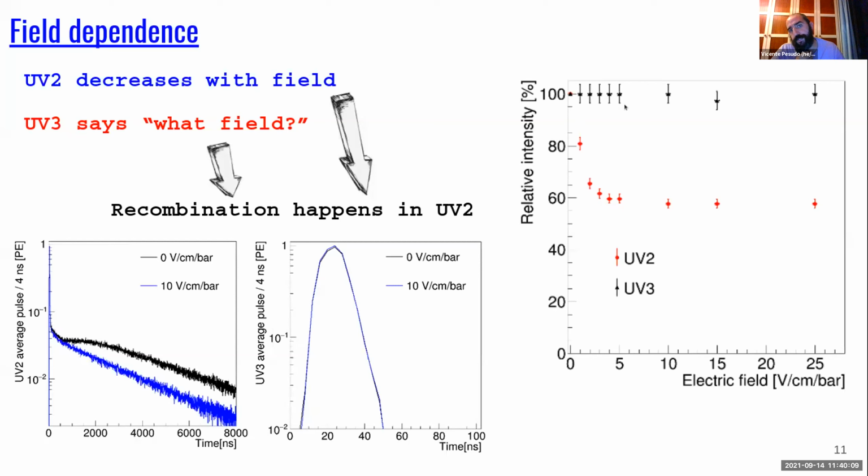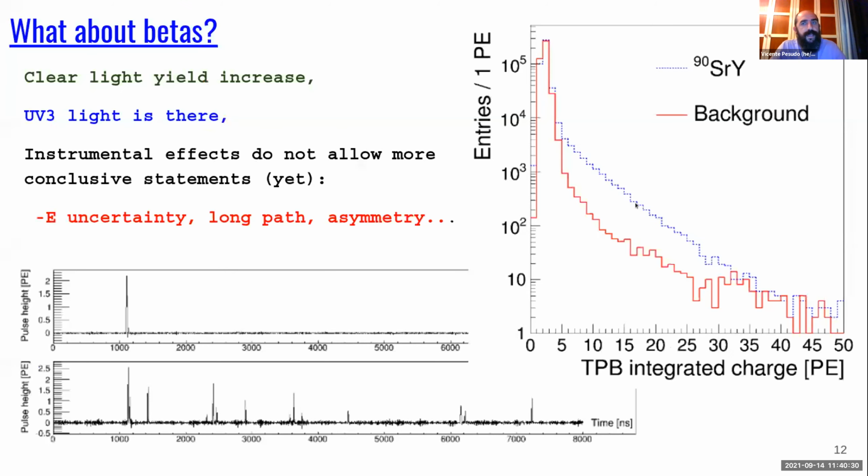And this is the evolution of the intensity as a function of field. We see UV3 not taking care of it, while UV2 going down at the beginning and then staying stable. Once you avoid recombination, it doesn't matter that you increase the field.